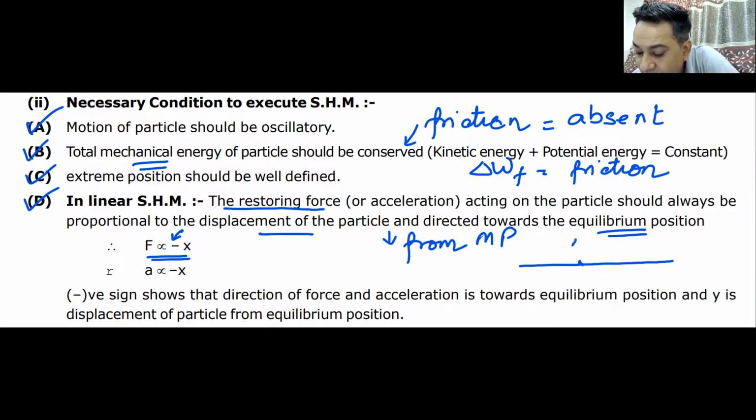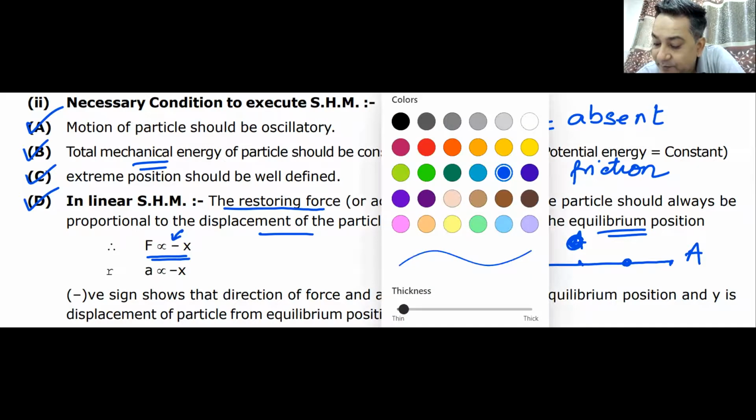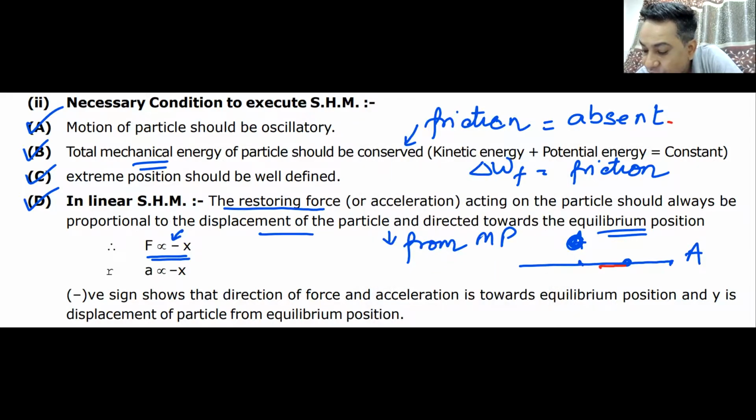So if the mean position is O, the extreme position is A, and the particle is somewhere here, a restoring force should act on the particle, directed towards the mean position, and this restoring force must be proportional to the displacement. X is the displacement of the particle. Do we understand this? Yes, sir. Why is the minus sign put here? Because displacement is in the right direction, but force is in the left direction. Do we see this? Yes, sir.